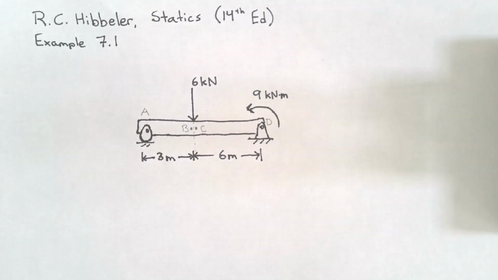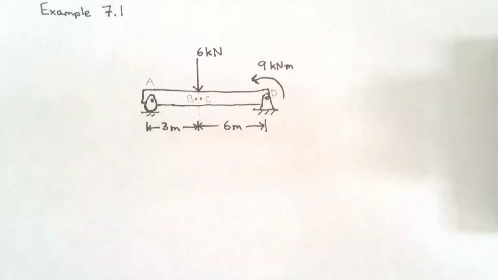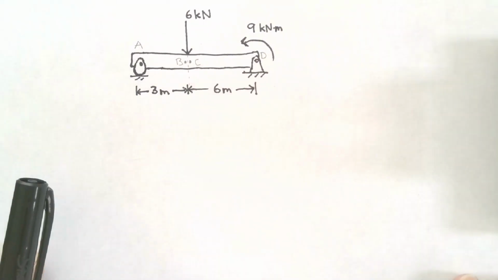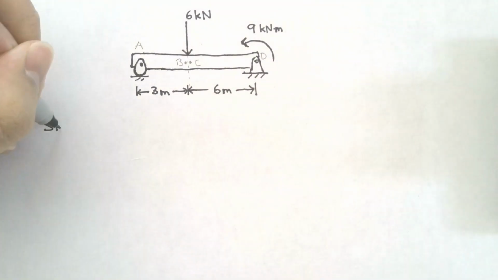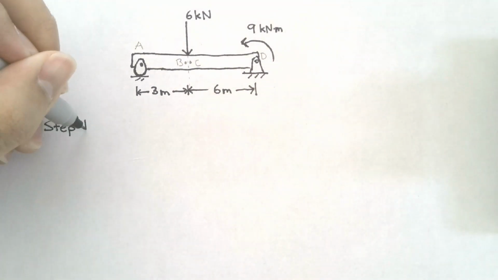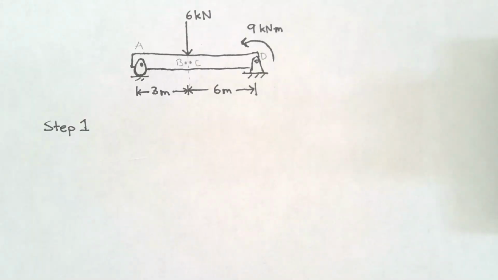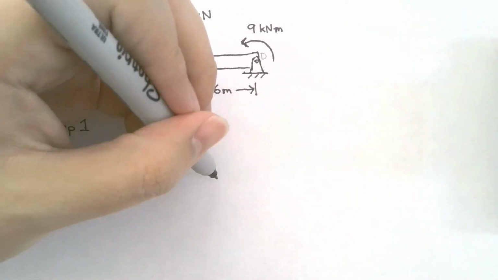Whenever we have a problem like this to solve, where we're going to find the internal forces acting on a structural member, the very first step is to draw a free body diagram. So we'll do just that. From the given data, we have a beam, which will be our structural member.